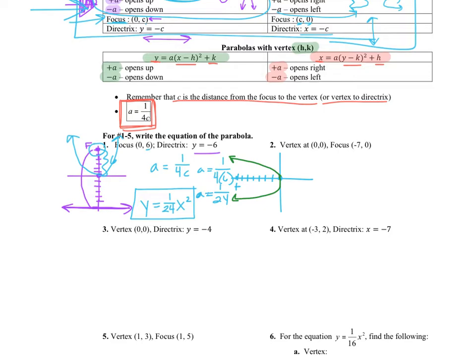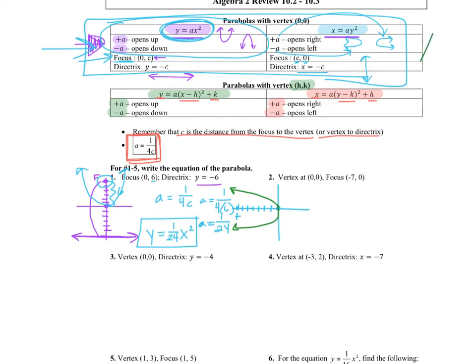Couple things to realize with this. We are using this set of information because we're opening to the left, okay? Second thing is, because we're opening to the left, A is going to be negative for this one. So let's just look at our setup here.